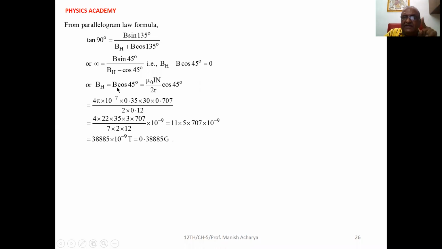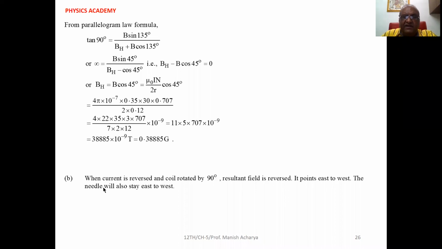But B, that is the magnetic field produced by the current carrying coil, is mu 0 I N upon 2R into cos 45. So mu 0 is 4 pi into 10 raised to minus 7, I is 0.35, number of turns 30, cos 45 is 0.707, upon 2 into 0.12. Solve this one, you will get the horizontal Earth's magnetic field, that is 0.388 Gauss. Clear to all of you?